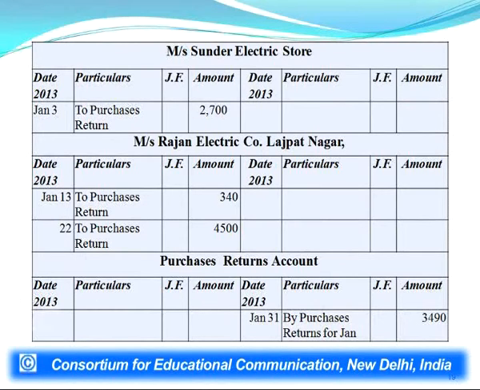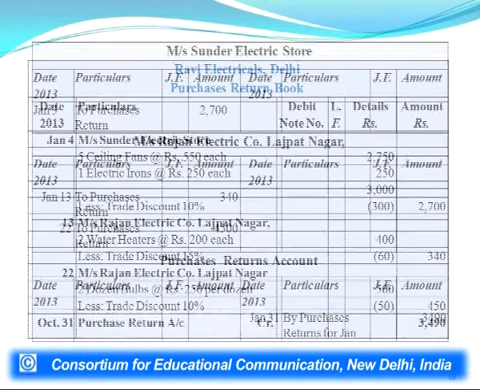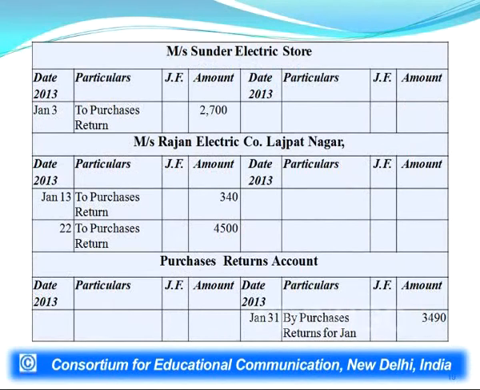Third account we have to prepare is the purchase returns account. The total of the purchase return account, this is 3490, shall be posted. Here we also mention purchase return account credit, means it will be posted on the credit side. 31st January, by purchase return for January, 3490. So, this is the posting from the purchase return book.